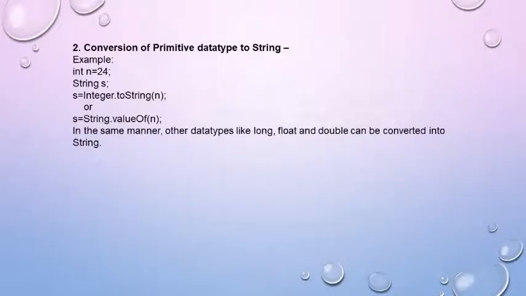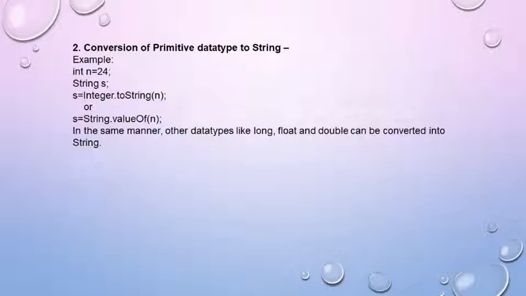Next is conversion of primitive data type to string. It is the reverse of what we have done just now. Look at this example. int n equals 24; String s. So we have declared an integer variable n and assigned the value 24 to it. We have declared another string variable s here. If I write s equals Integer.toString(n), that means this n variable will be converted to string and stored in the string variable s.